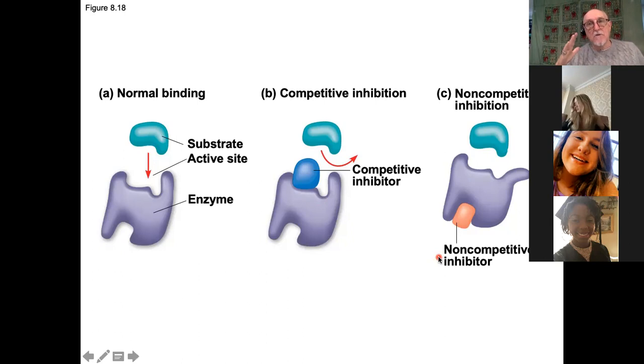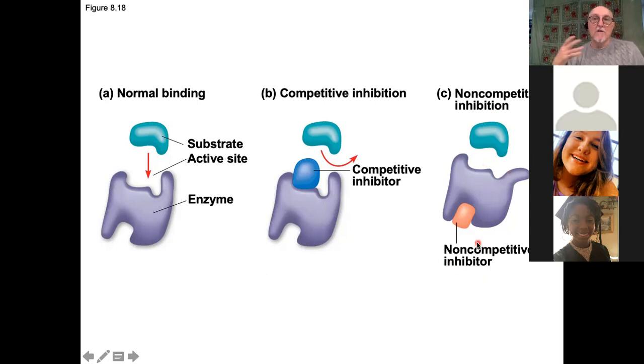A cell controls its enzymes through a different system. And this is through non-competitive inhibition. Non-competitive because it is not competing for the active site. Instead, in non-competitive inhibition, there is another site on the enzyme where a substance can bind.